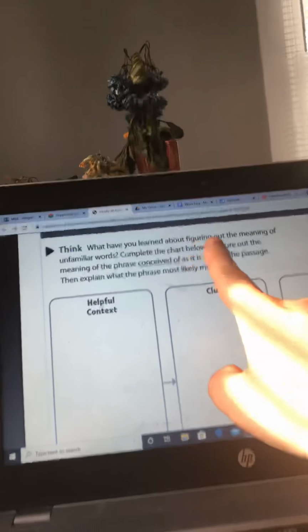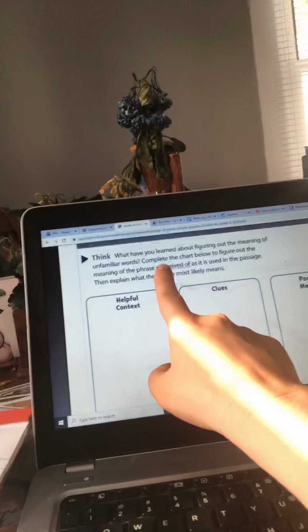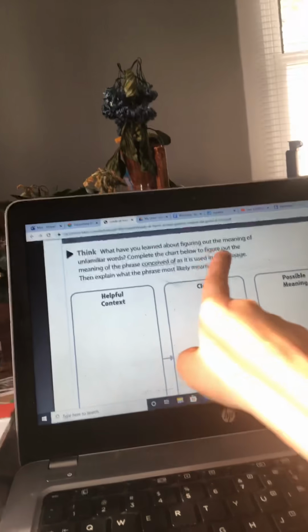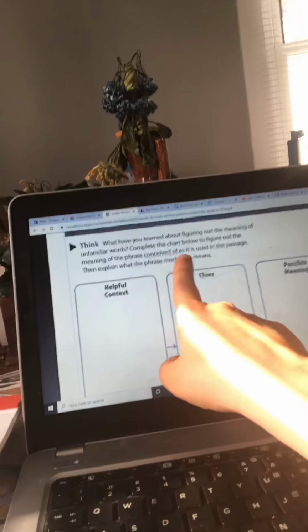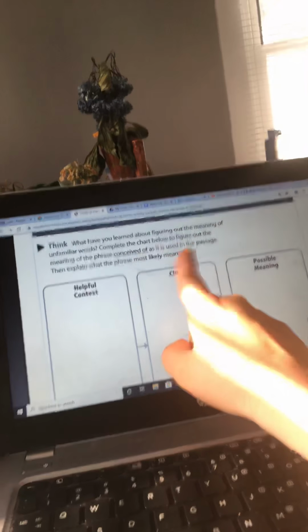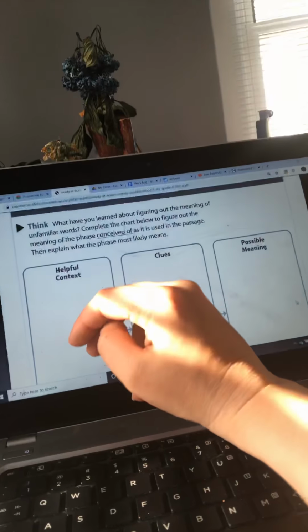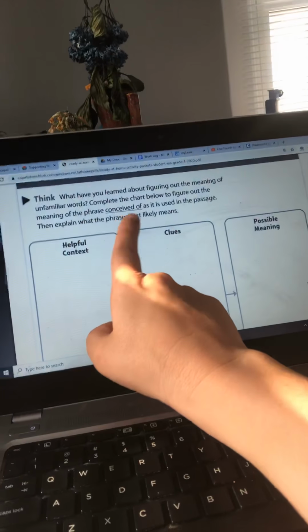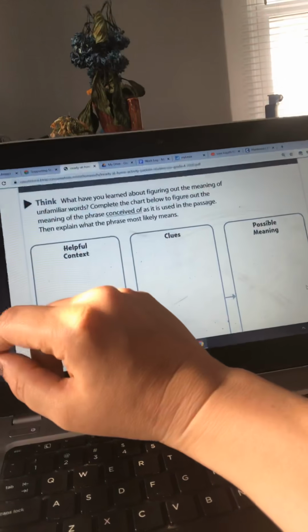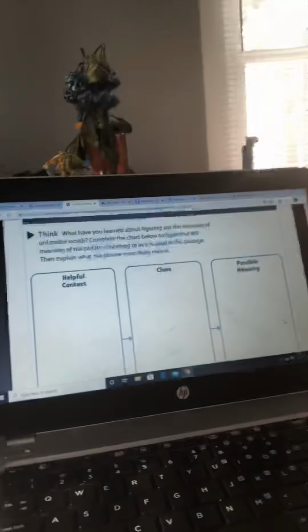What have you learned about figuring out the meaning of unfamiliar words? Complete the chart below to figure out the meaning of the phrase conceived of as it is used in the passage. Remember, it might mean something different in another sentence. Then explain what the phrase most likely means. All right, so helpful context. What should we put there? What word do you see in context?